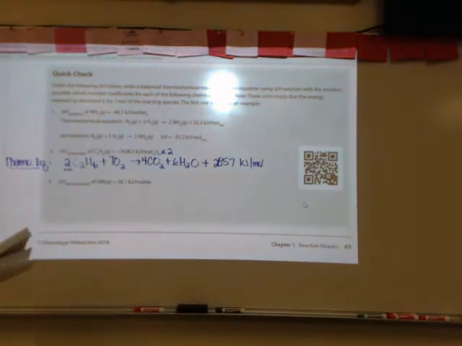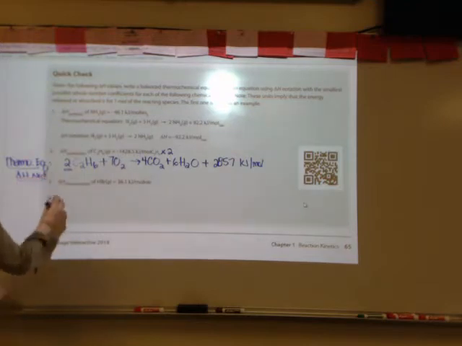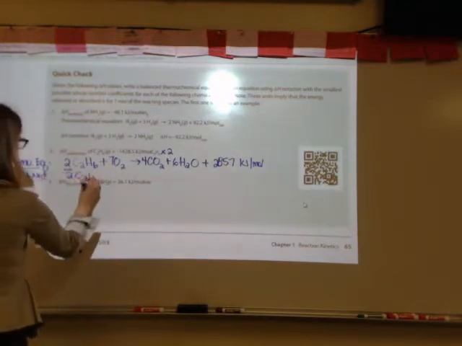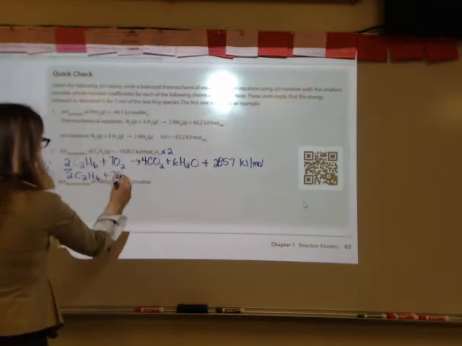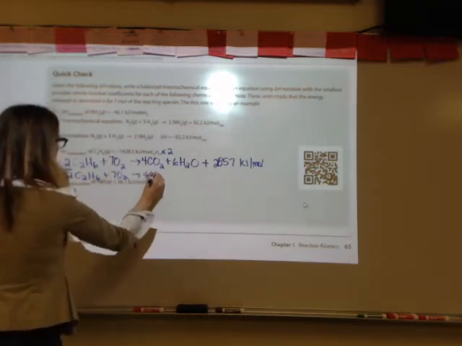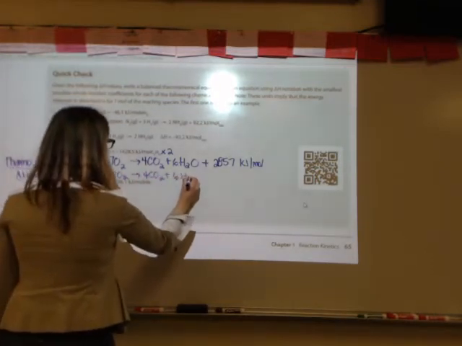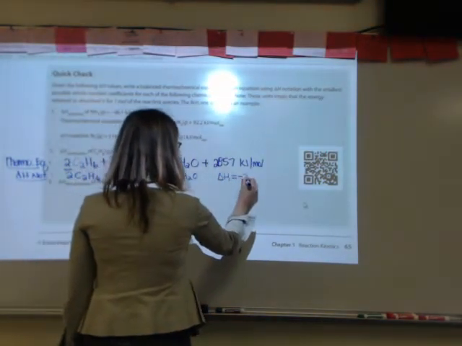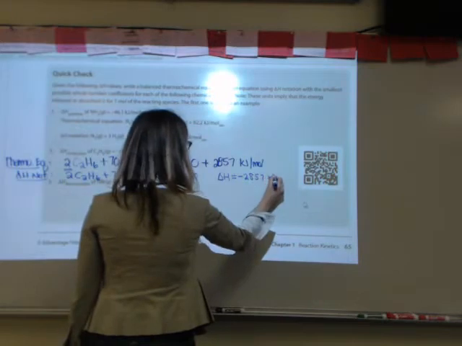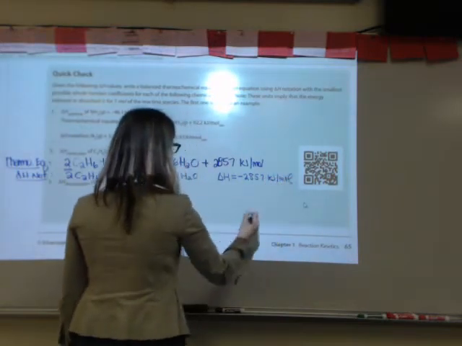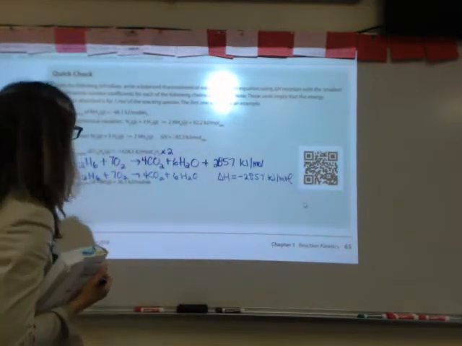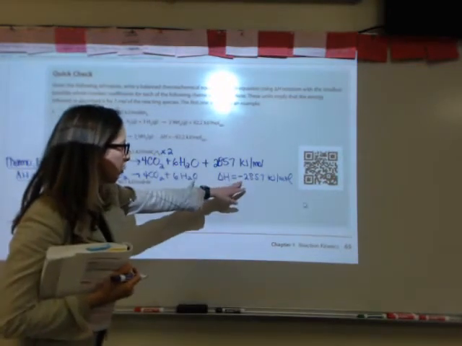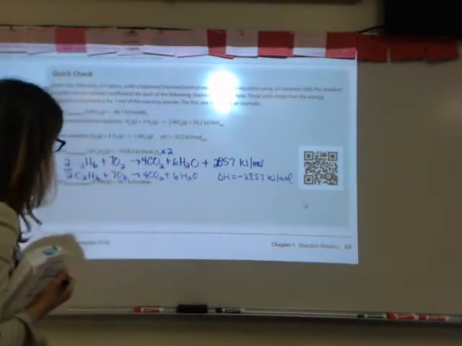Okay? If I wanted the delta H notation, then I would write the exact same thing, but I wouldn't include the delta H value in the overall reaction. I would simply write that the delta H for this process is negative 2857 kilojoules per mole. This time it's negative because the delta H is outside of the equation. I need to represent whether it's exothermic or endothermic.